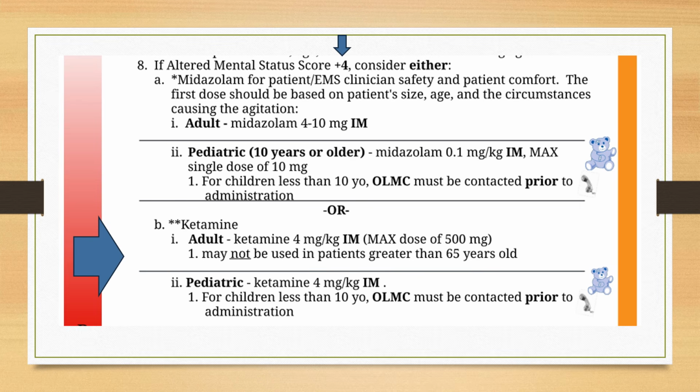As paramedics, if the AMSS score is +4, we can consider still using Versed, or we have the opportunity to give ketamine. The dose for ketamine is 4 milligrams a kilogram IM with a max dose of 500. We should not be using ketamine on patients greater than 65 years of age. Please use Versed for those patients. For pediatric patients with ketamine, it's 4 milligrams a kilogram IM. For children less than 10, call online medical control.